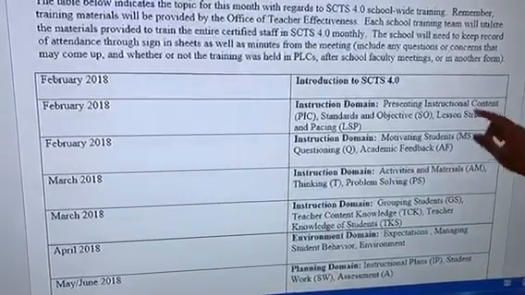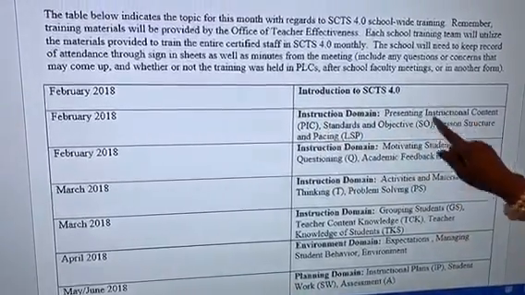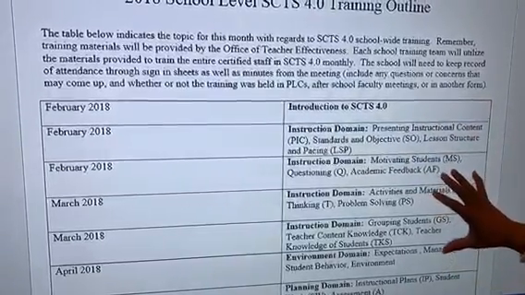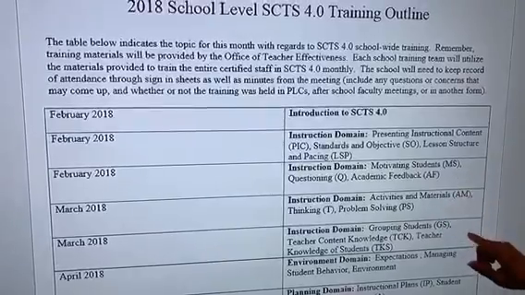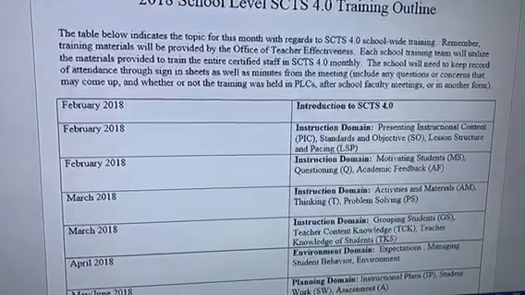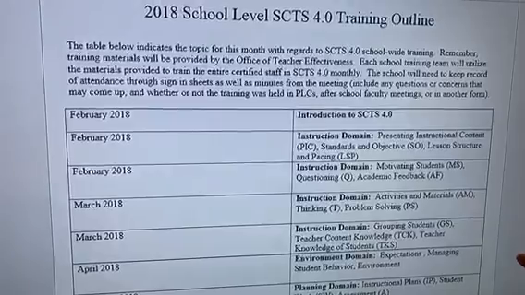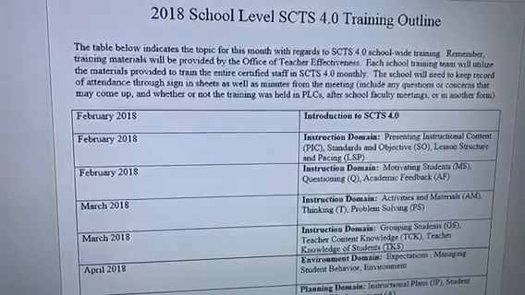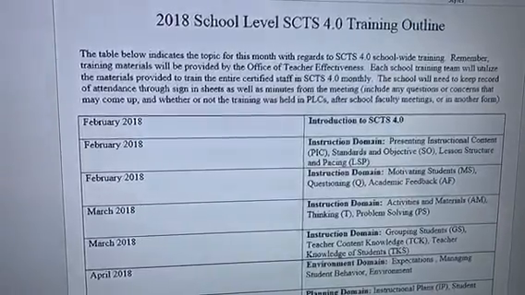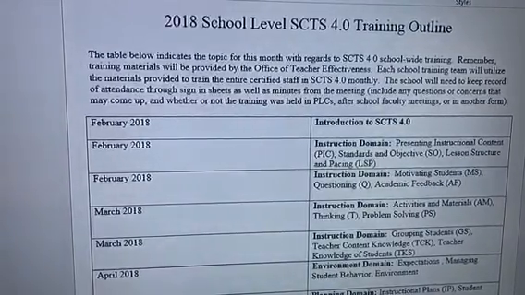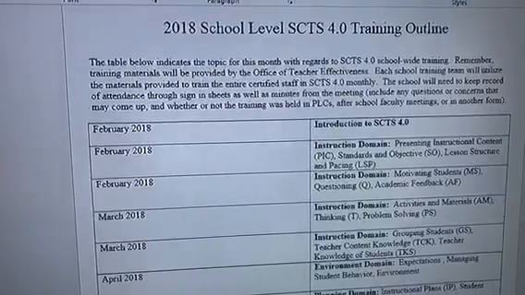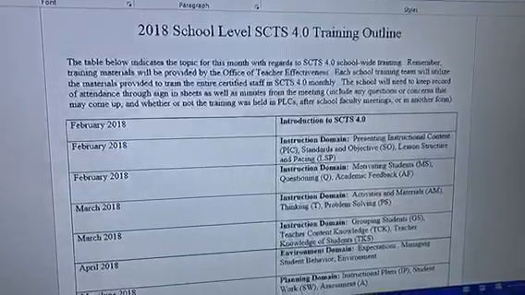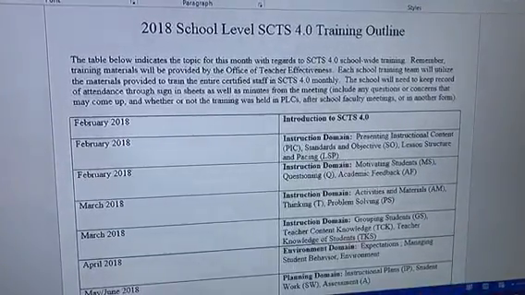And if you would note, many of you, we've already moved past this process and we're here looking at how you decide you want to do it, whether you want to hold it in PLCs, after school faculty meetings, or in another form. The only thing that we're asking of you is that you keep a record of attendance through sign-in sheets as well as minutes from the meetings. And then also, if any questions or concerns come up, please forward that information to me, so that way that will assist us in planning and if we need to make any adjustments in our implementation plan.